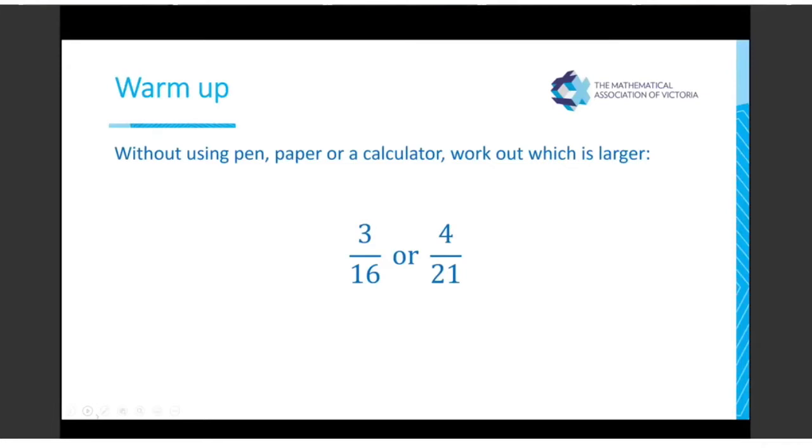Okay, a little warm-up activity for you to think about before we really launch into number talks. The key part of number talks is that you work without pen or paper or any calculator, so we're really just focusing on our mental strategies. We'd like you to have a think about which one of those two is larger.